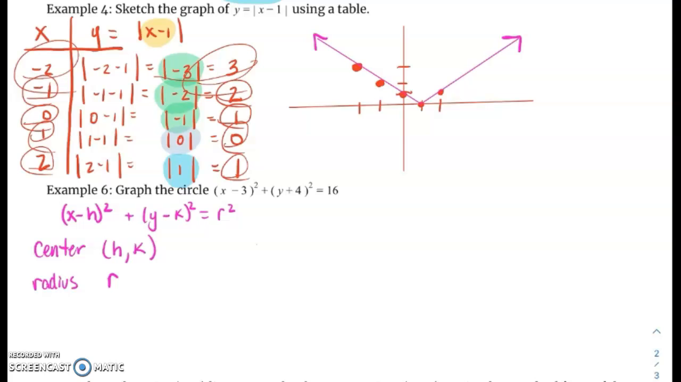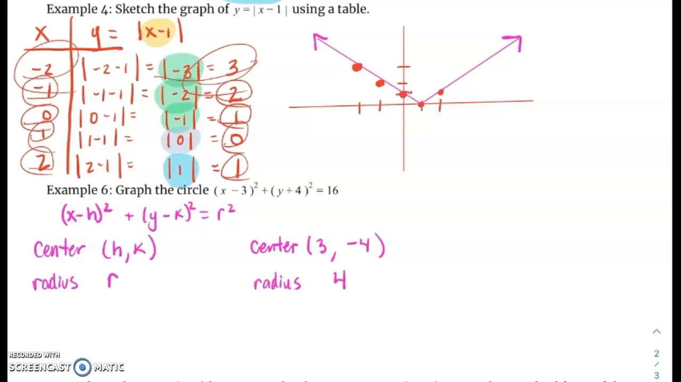So I've got a center. Try to think of that for yourself. What would the center be? You should be thinking positive 3 and negative 4. Now think about what would the radius be. Think of that for yourself. And if 16 is r squared, then r must be 4.